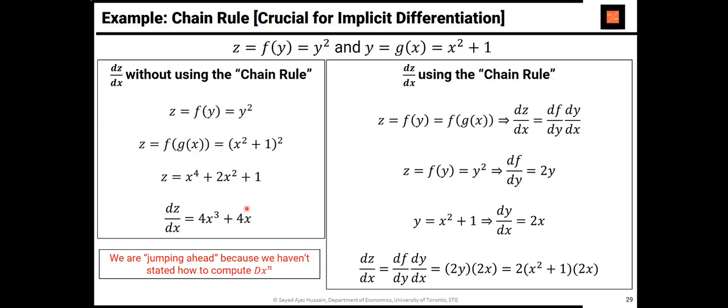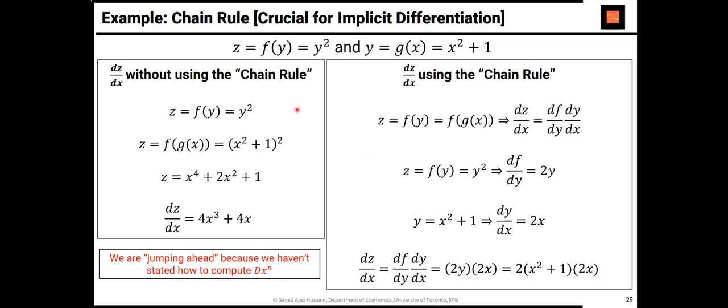So now, I'm somewhat jumping ahead, so you know already that this is 4x cubed. This, of course, is 4x. By the chain rule, it says, to find the change in z due to a change in x, differentiate the f function with respect to y, and differentiate the g function, or y, with respect to x.